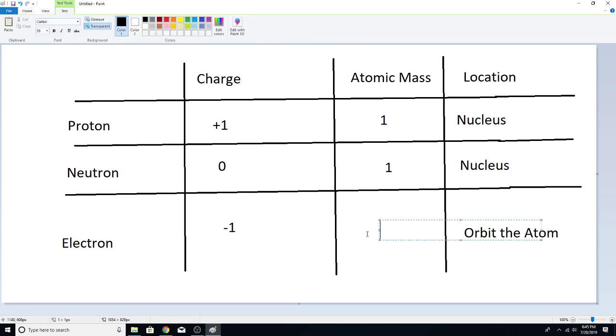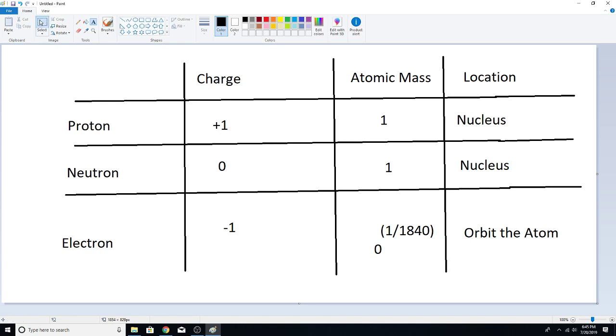I think it's 1 out of 1,840. So if I put that, 1,840. However, we don't use this, so we just assume it's 0. So I'll just move that to the middle. So yeah, this is a good summary table.